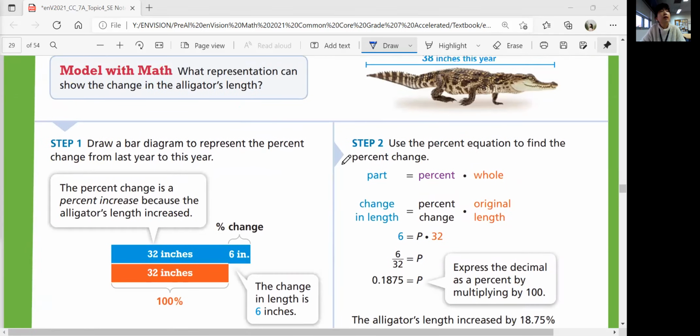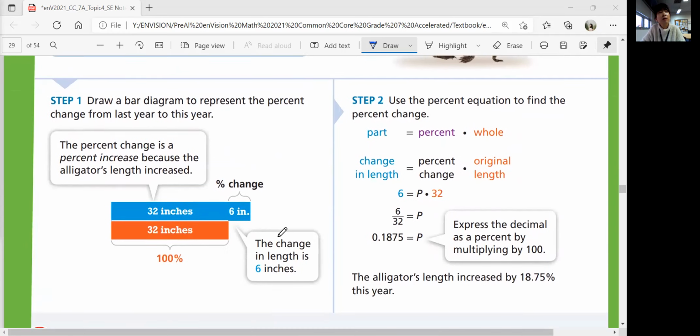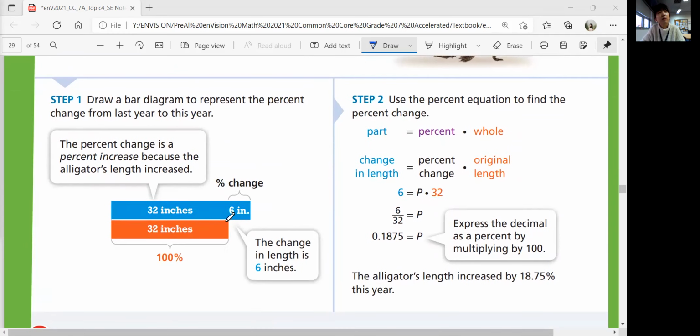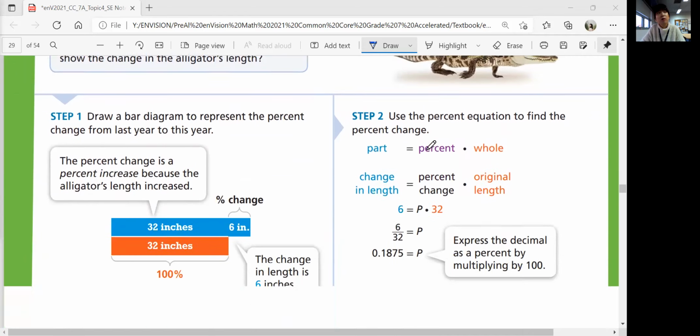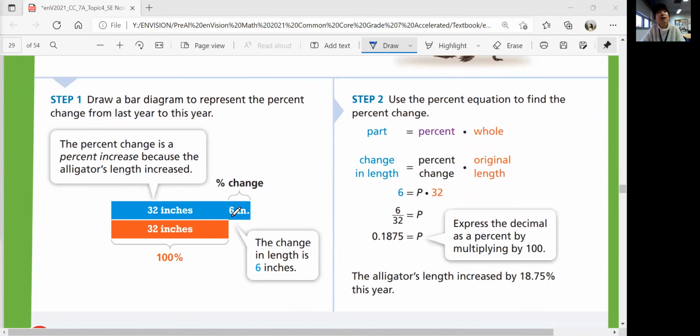So step 1, you're going to draw a bar diagram to represent the percent change from last year to this year. And you don't know the percent change. That's what you're trying to get. But you know it grew 6 inches because 38 minus 32 is 6 inches. We know 6 inches is how many percent of 32 is what we're going to figure out.